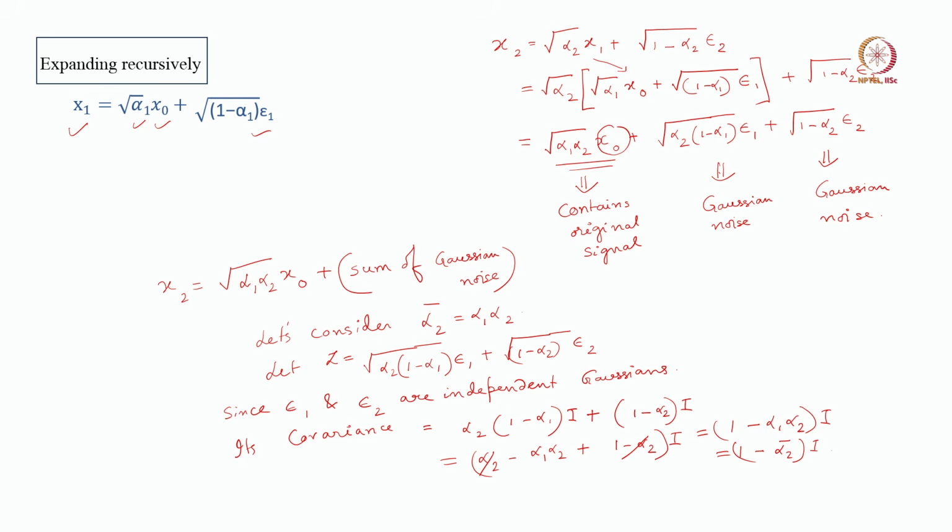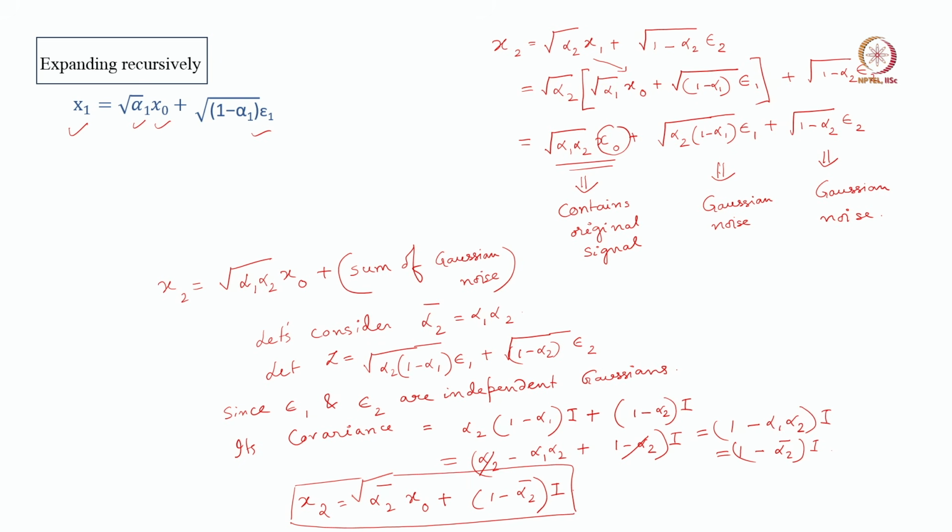If we do it like this, we are getting x 2 as a Gaussian with mean square root of alpha 2 bar times x 0 and covariance 1 minus alpha 2 bar into I. This is the expression for x 2.